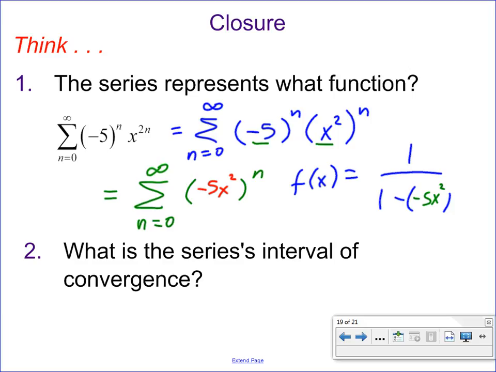Yes? Interval of convergence, you just set this absolute value less than 1, so negative 1/5 to 1/5. Oh, yes, negative square root of 1/5. Yes. So square root of 5 over 5. Okay. So what's up?